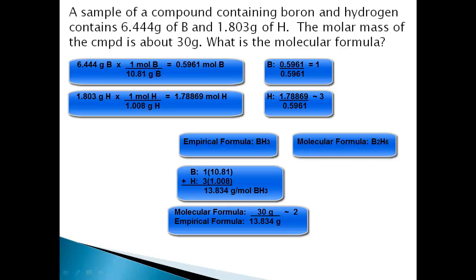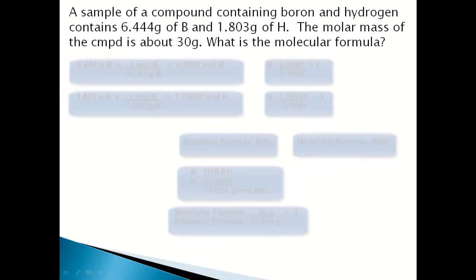So the actual molecular formula is B2, because 1 times 2 is 2, and H6, because 3 times 2 is 6. And go ahead and verify that. If you do 10.81 times 2 plus 6 hydrogens, you're going to get around 30 grams.